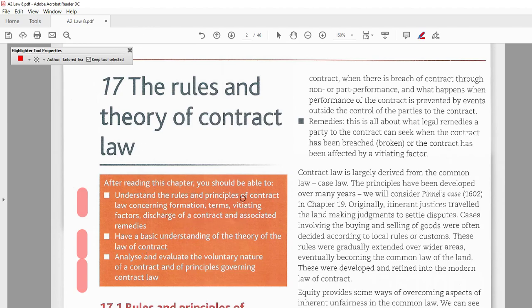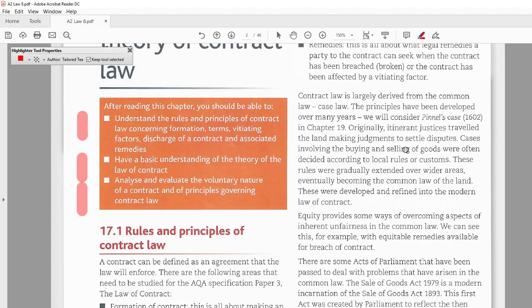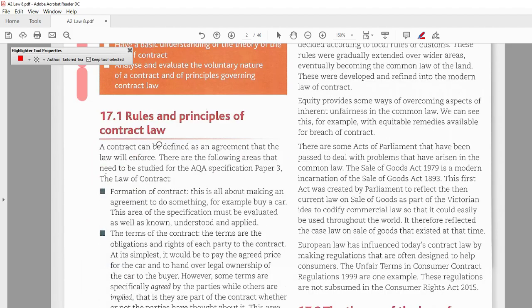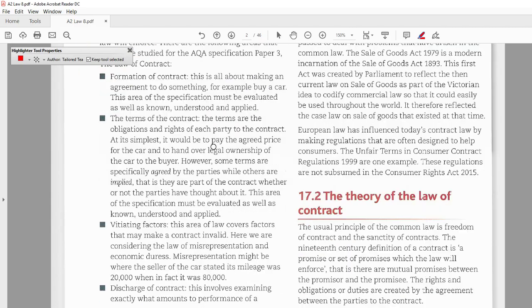You already have a broad understanding of this because you should have studied all the chapters. Again, with this, you've already got that. That's offer and acceptance and that kind of thing. It's actually this bit we're after, the analysis and the evaluation of the voluntary nature of a contract. So when you start flicking through this chapter, the rules and principles of contract law, you don't need that introduction because you've studied the rest of it, right?